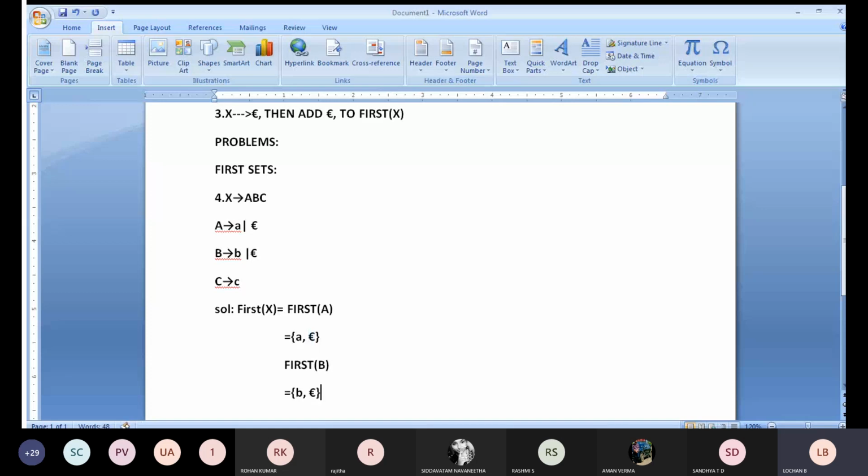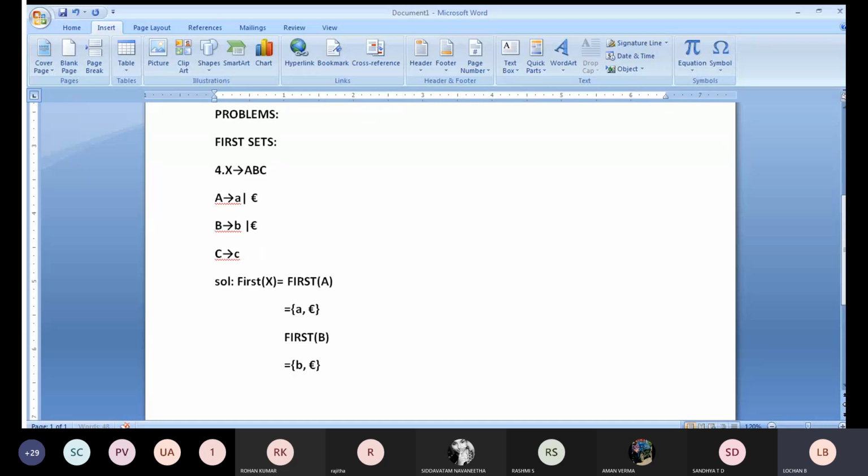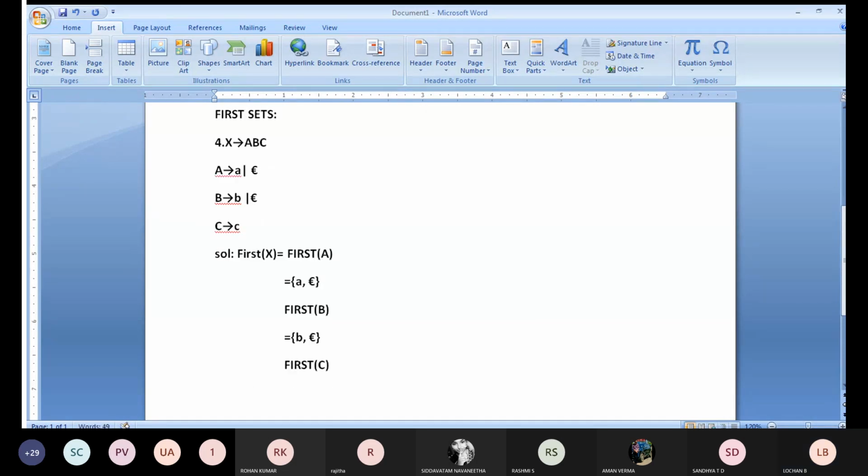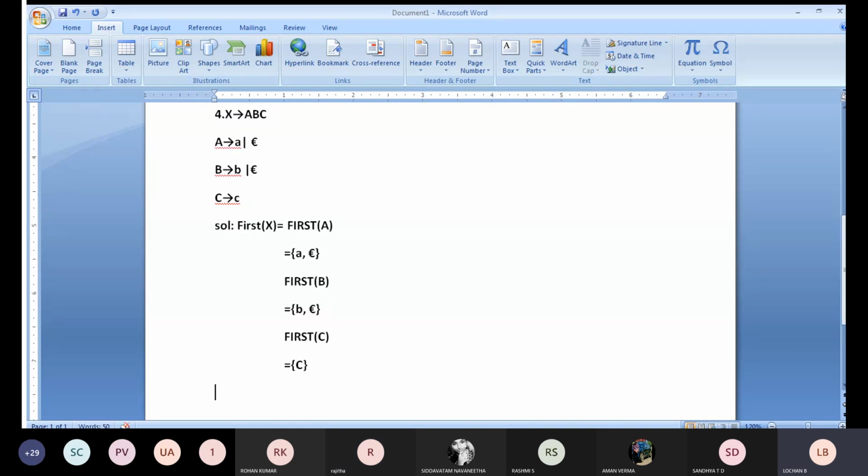So I can't stop my production. Once again epsilon is there. We need to continue my production along with the C part also. So I am going to calculate here first of C. Can you tell me what terminals you will be getting? C, sir. Only C you will be getting. There is no epsilon here, so I am going to stop here. So finally my result I am going to combine A plus B plus C. The final solution you are going to get is A comma B comma C.